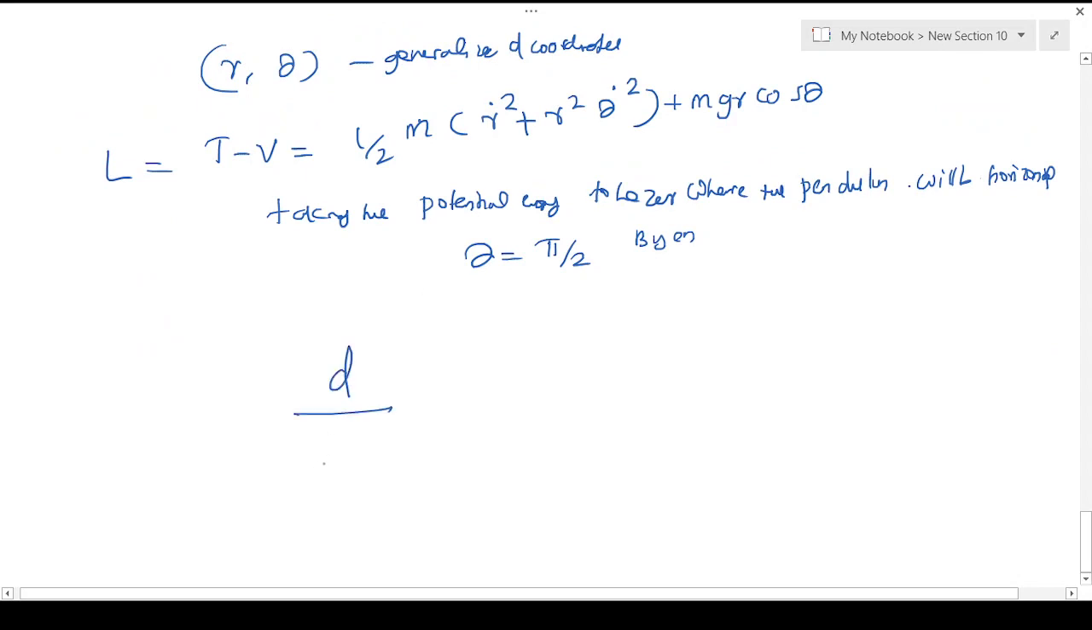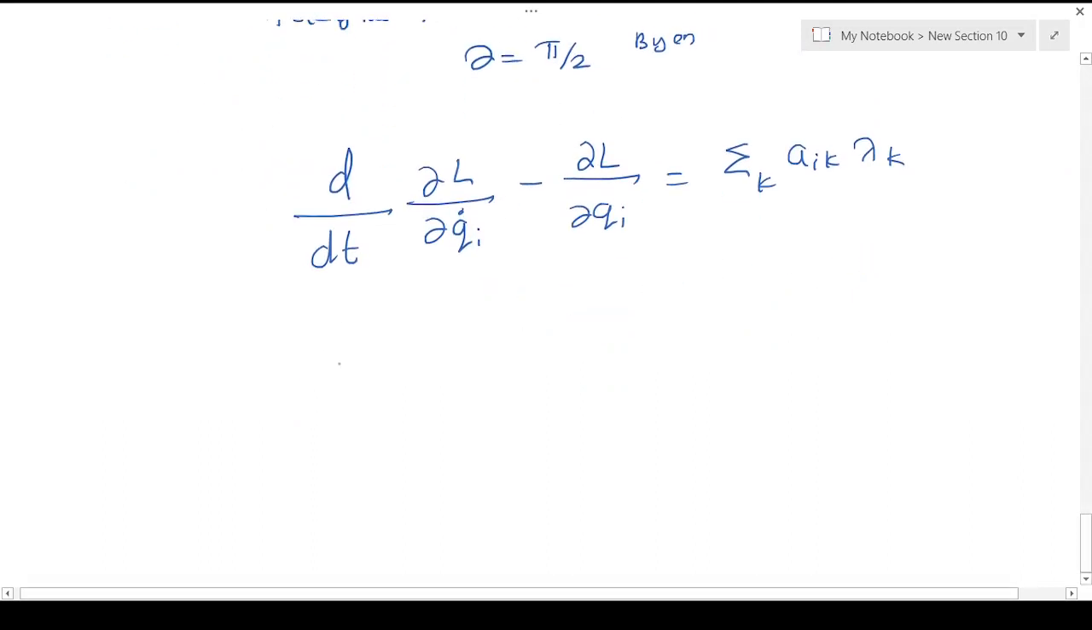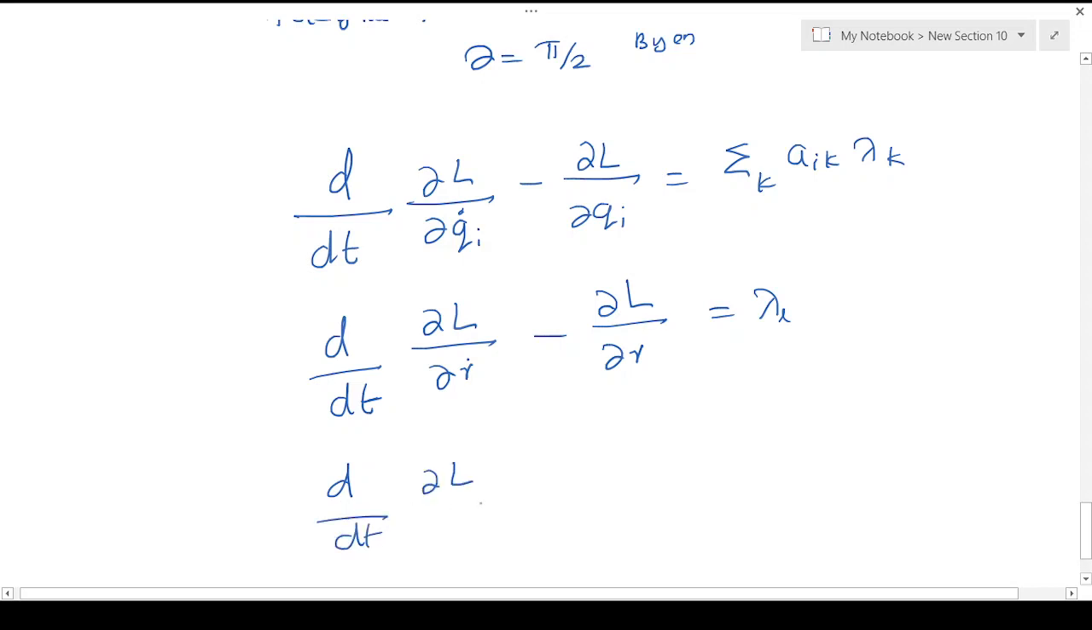And we know the Lagrangian equation, d by dt of dou L by dou q i dot minus dou L by dou q i, which is equal to sigma k a ik lambda k, the equation we have already learned. Like the earlier case, we do this differentiation for the two coordinates: d by dt of dou L by dou r dot minus dou L by dou r equals lambda, and d by dt of dou L by dou theta dot minus dou L by dou theta equals 0.